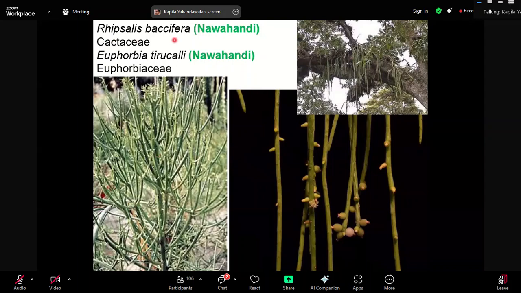But nobody is using botanical names. Traditional Ayurvedic practitioners never use botanical names. So now you know the importance of using botanical names, right? Ultimately we blame our traditional medicines because sometimes we use incorrect plants. This is an example. So giving botanical names is important rather than giving common names.